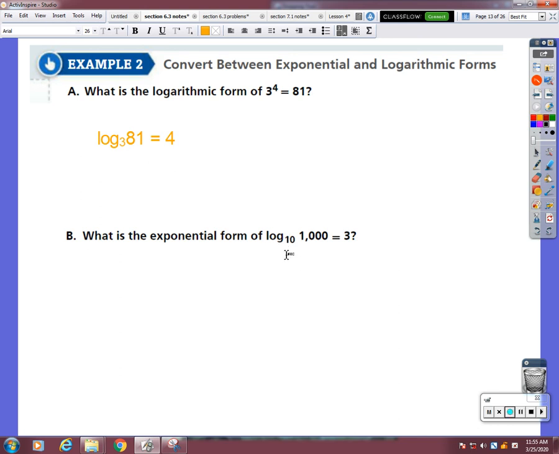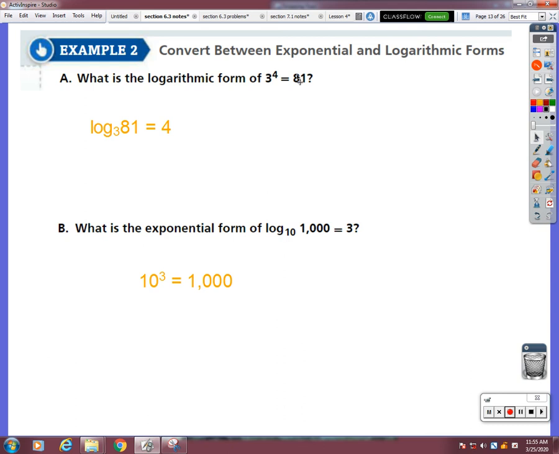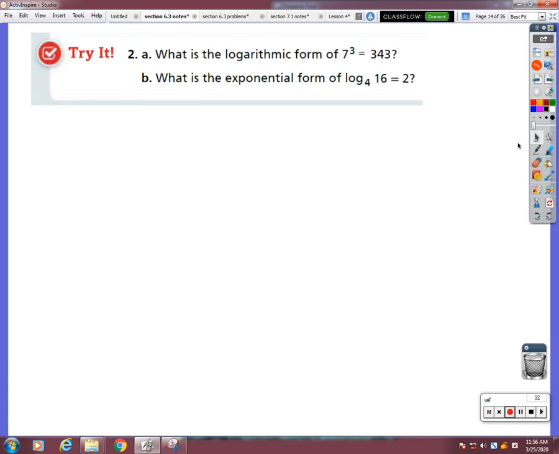So like I said with this example here, the way we do that is it's this number to this power equals that number right there. So in this case, that would be 10 to the third equals 1,000. Okay? So this is an example of starting in exponential form and rewriting it in log form. Here's an example of starting in log form and rewriting it in exponential form. Okay, so I would suggest that you pause the video and try these on your own.